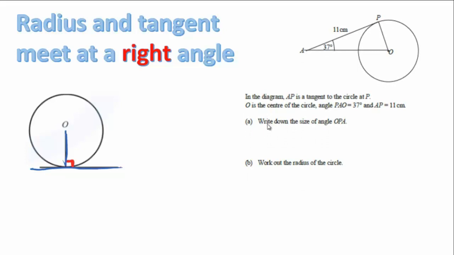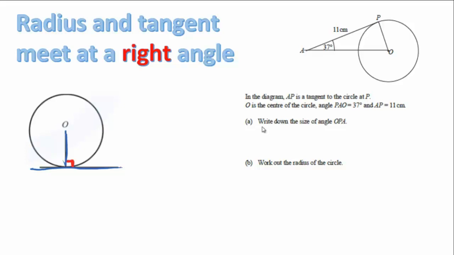Let's take a look at this question here. In the diagram, AP is a tangent to a radius at P, okay? O is the center of the circle. Angle PAO is 37 degrees, and AP is 11 centimeters. Write down the size of angle OPA.